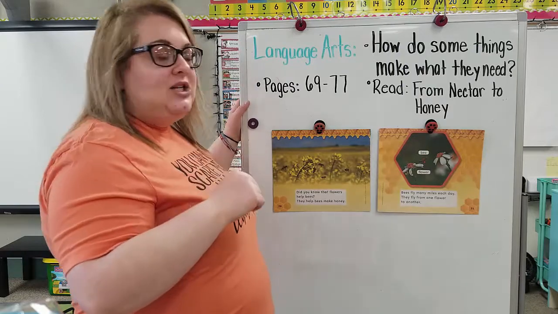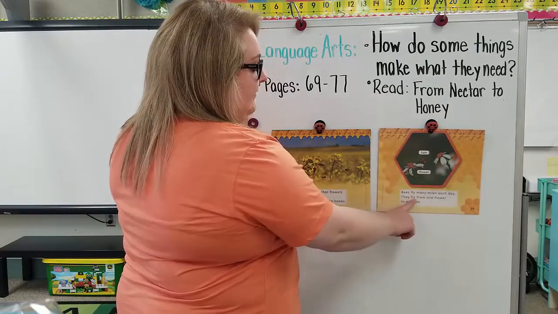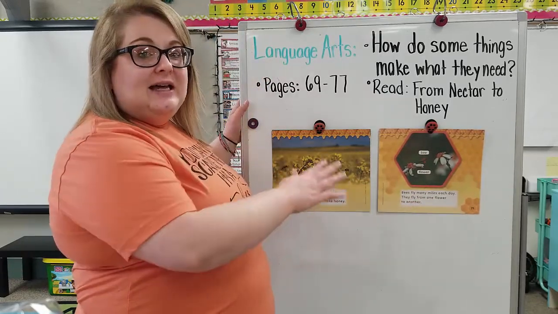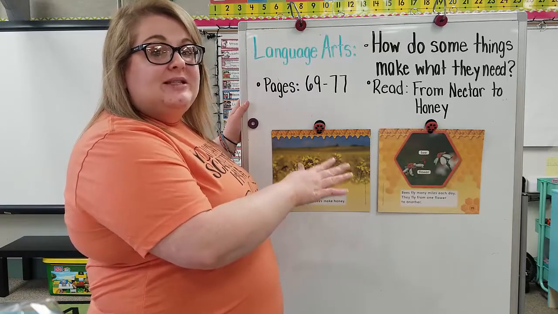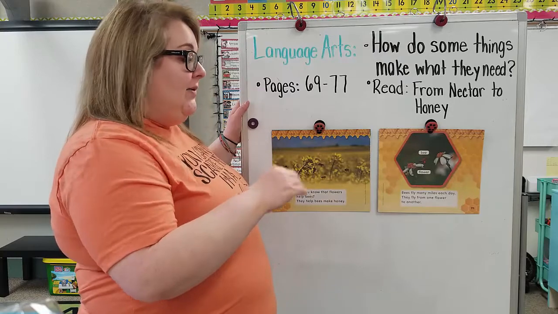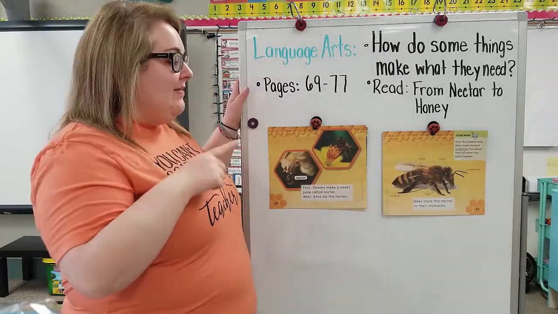Let's go into the next page and look. Bees fly many miles each day. They fly from one flower to another. Okay, so in the text, in our story, it tells us that bees travel lots of miles a day. They fly all around from flower to flower. Okay, I need you to turn the page. Okay, reading fingers ready, and that's a big bee.